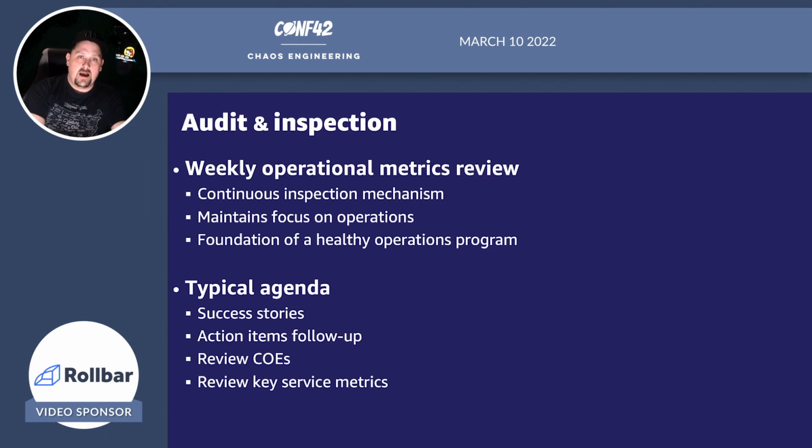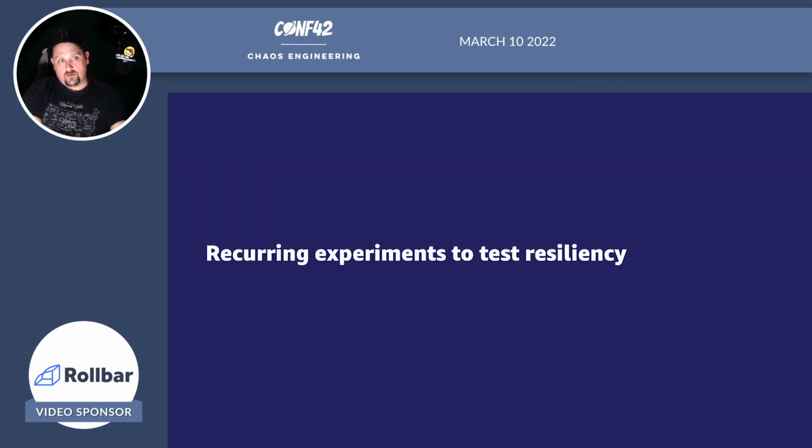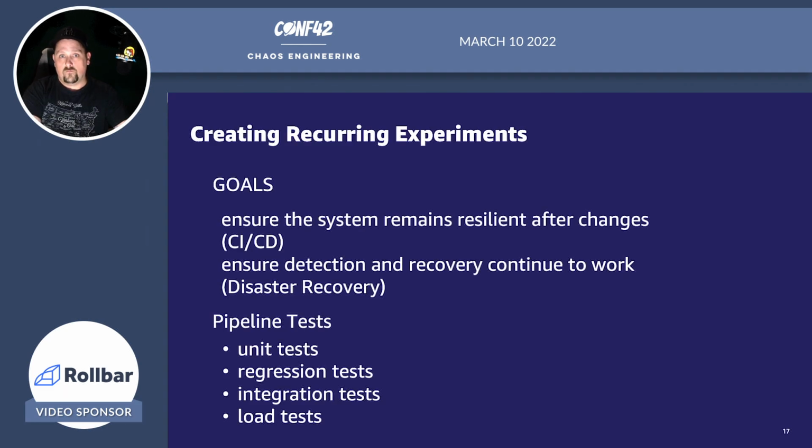So how do we get started? Well, you can run recurring experiments, right? And what are some good candidates for recurring experiments? Machine-led processes like unit tests, regression tests, integration tests, and load tests.